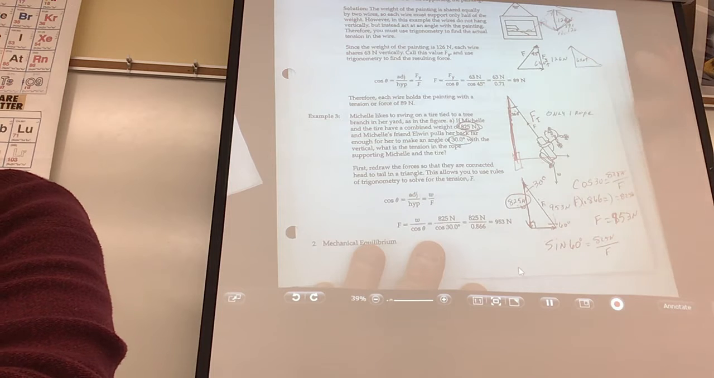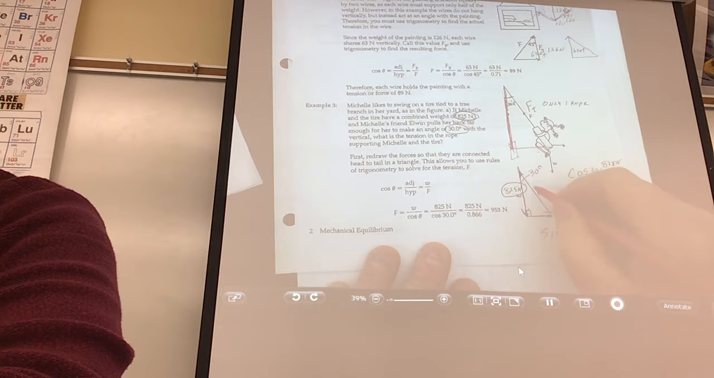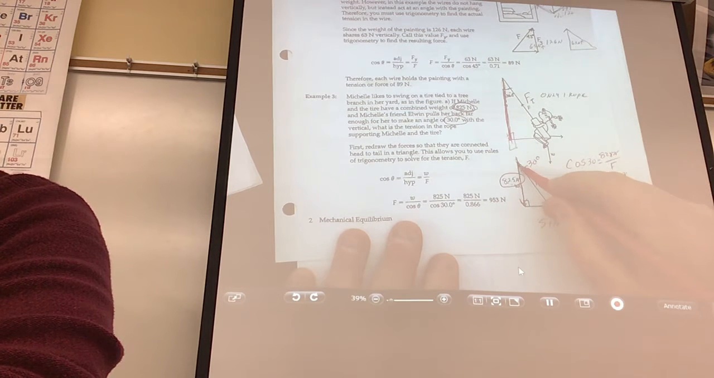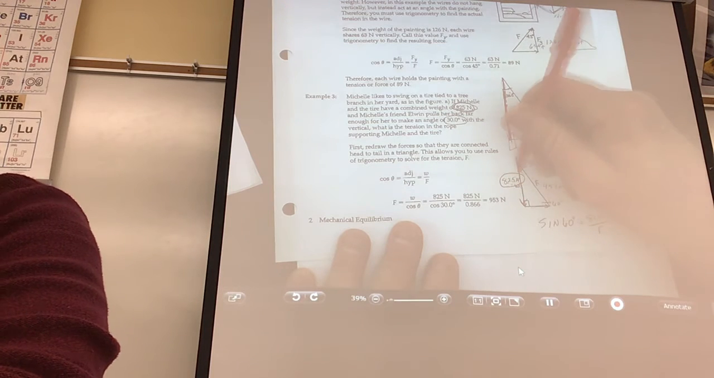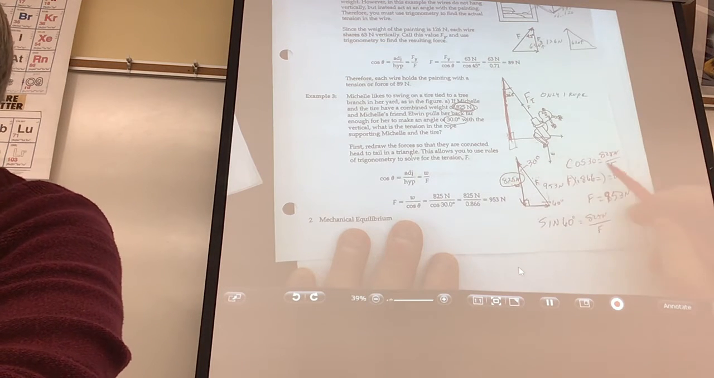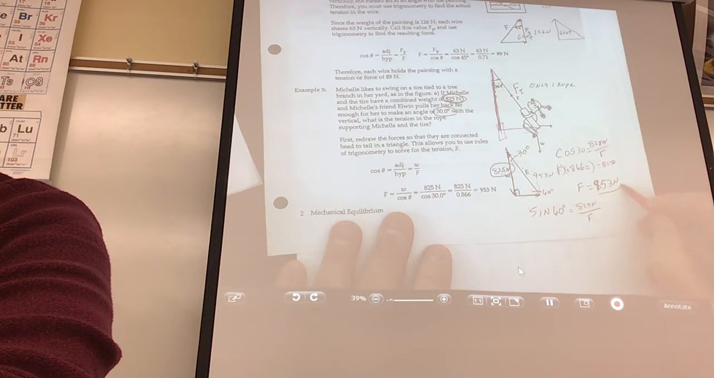Is that right? So that's good because now I have this side, and I have the angle, and I want to find the hypotenuse, right? So let's try it one way. As seen through the eyes of the 30-degree angle, who am I? Adjacent. And I want to find hypotenuse, so that's why you could use cosine. So the cosine of 30 degrees equals 825 over the tension force. Do a little math here, and you come up with about 953 newtons.